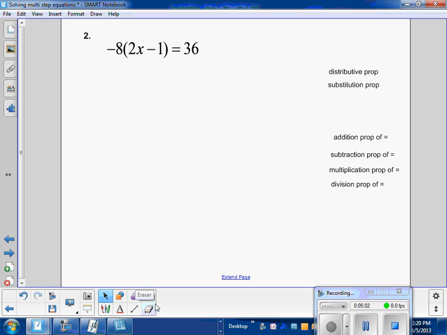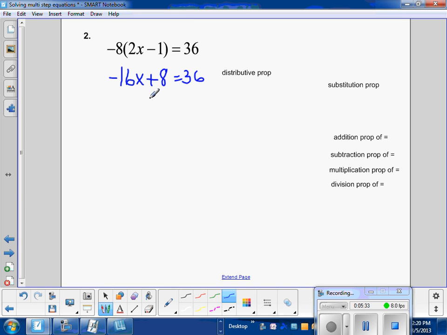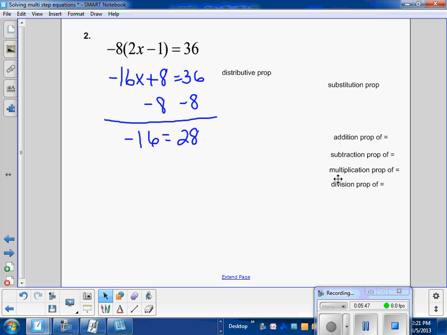Next equation, number 2, negative 8 times the quantity 2x minus 1 equals 36. So the first step here is to distribute the negative 8. So negative 8 times 2x is negative 16x. And negative 8 times negative 1 is positive 8. So the property we used to justify that step was the distributive property. And we continue, subtracting 8 on both sides. So we use the subtraction property because we subtracted on both sides.